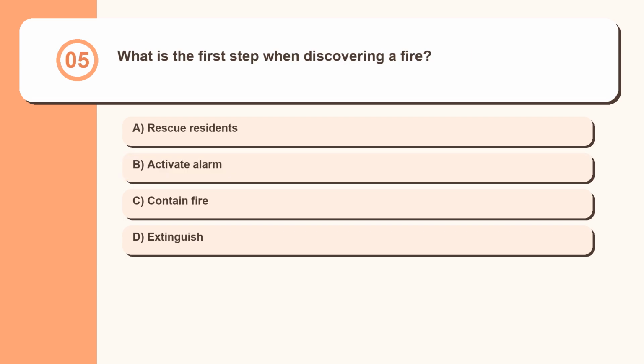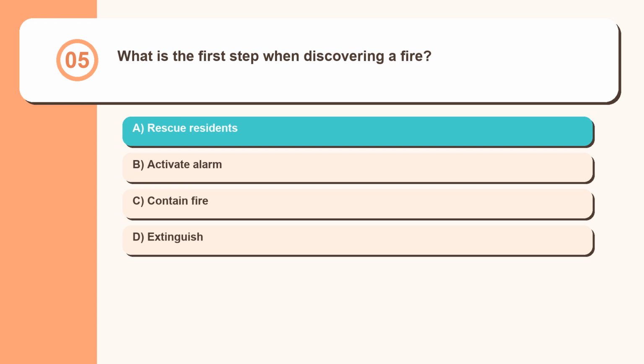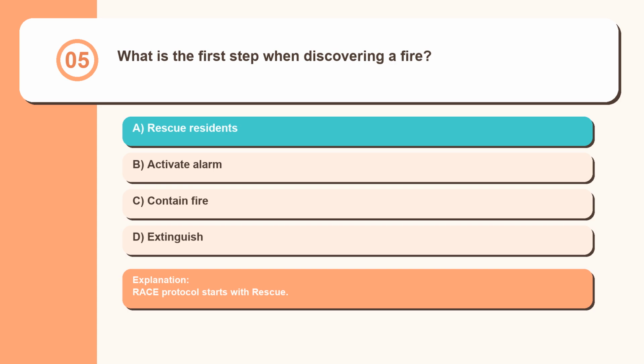Question 5. What is the first step when discovering a fire? Rescue residents. Activate alarm. Contain fire. Extinguish. RACE protocol starts with rescue.